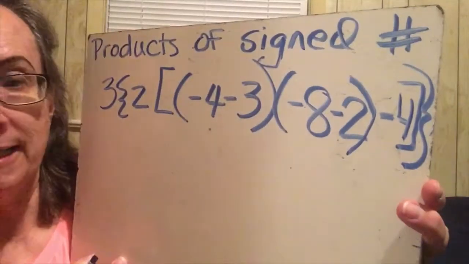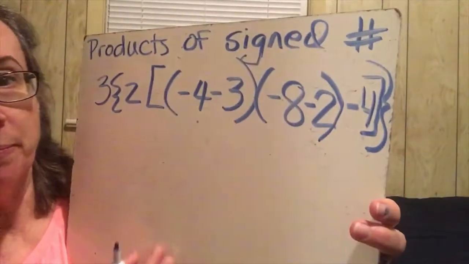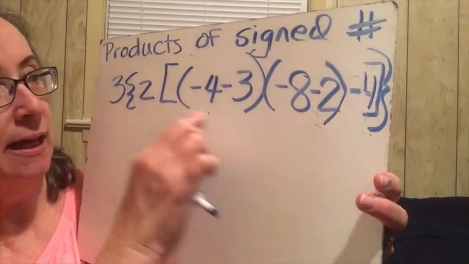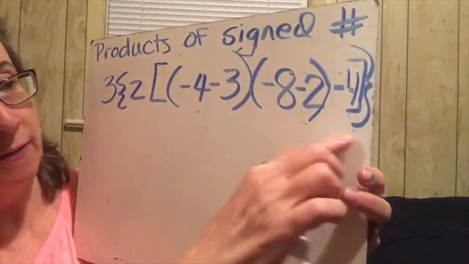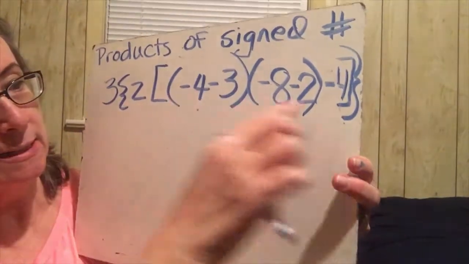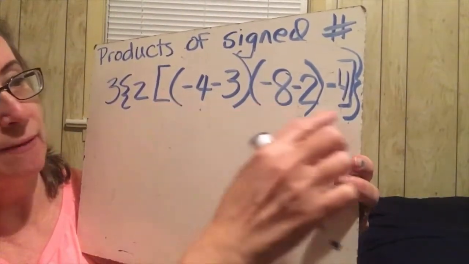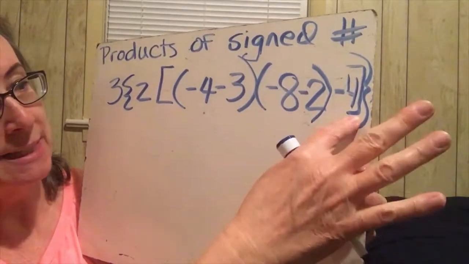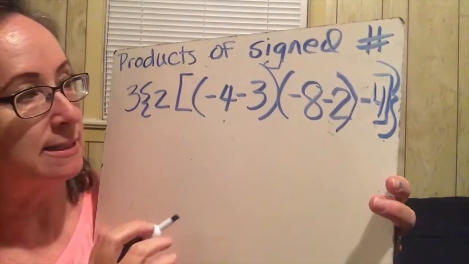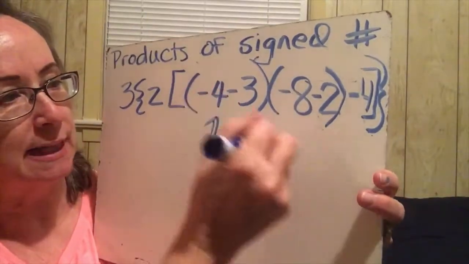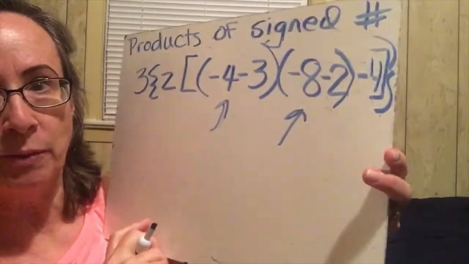Okay, now we're on practice A. And remember, we have to put it all together now. We have a symbol of inclusion here. We have braces that go all the way across. And then inside the braces, we have some brackets. And then inside the brackets, we have some parentheses. So we're going to go to the innermost here. We've got 2 parentheses right here that we're going to deal with first.